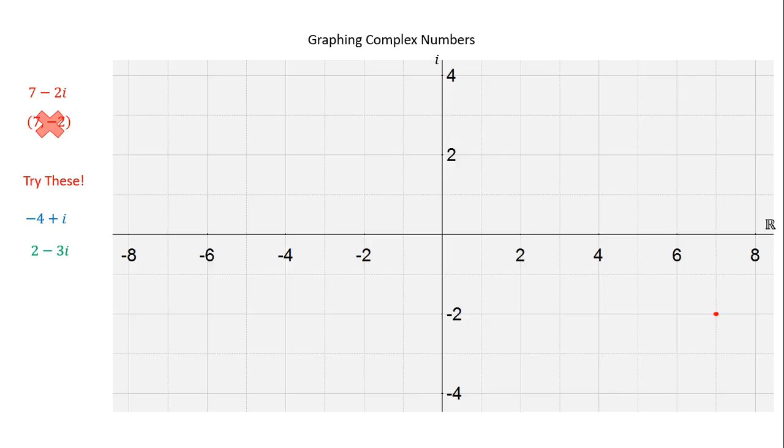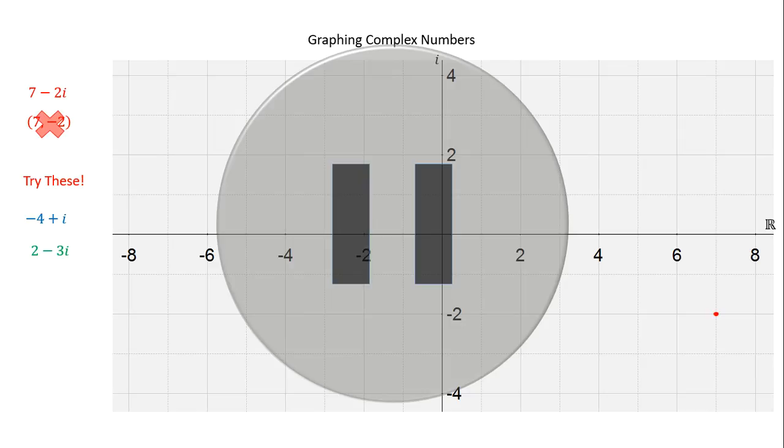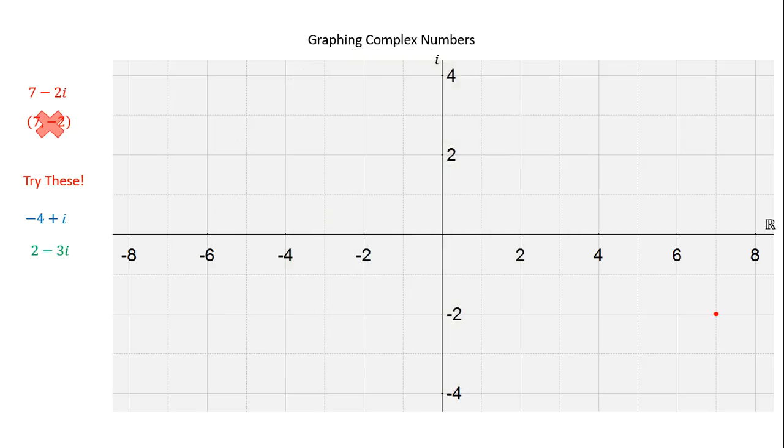Now, by the time you pause this, you should probably have these already graphed by now. But if not, go ahead, hit pause, and push play again in a couple seconds. Easy? Let's see, negative 4 plus i. That'll be backwards 4, up 1, because that's plus 1i. And so then 2 minus 3i, over 2, down 3. And we have these points.